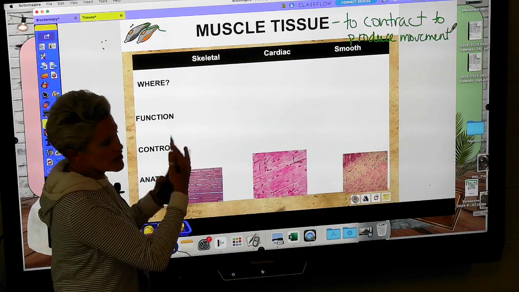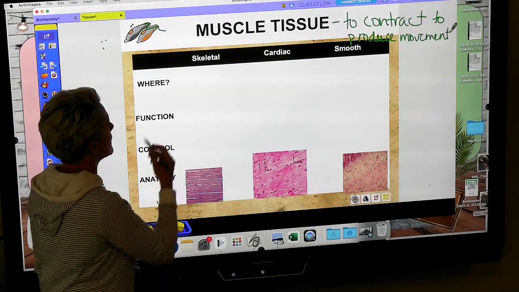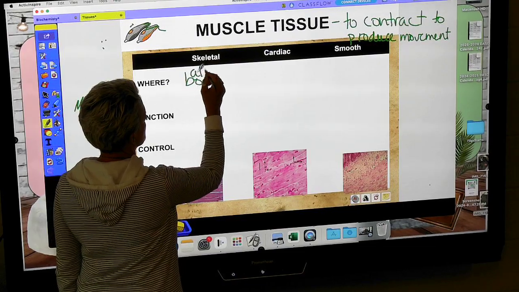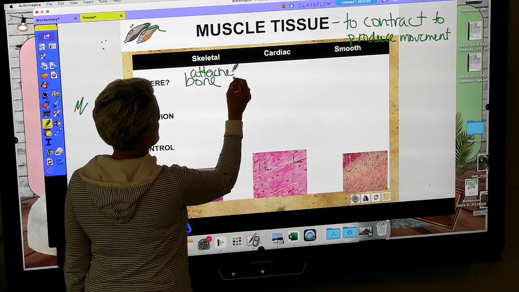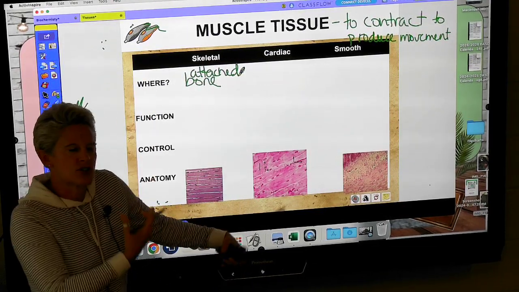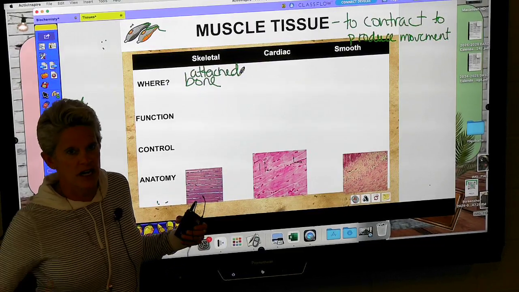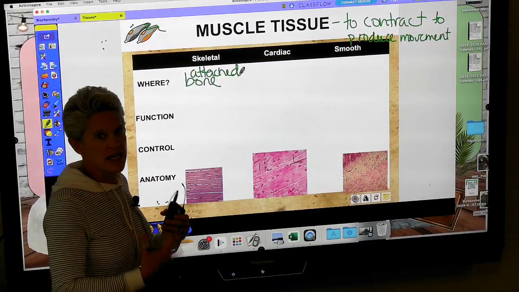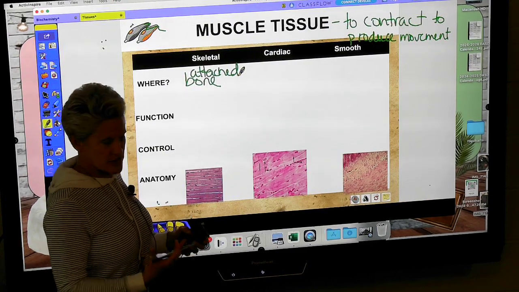So let's start with the skeletal one because that's the easiest. Obviously, it's in the bones or attached to bones. Let's put that. All right, so these are biceps, triceps, quadriceps, hamstrings, all of those muscles. These are part of the muscular system, so that is what we're talking about with skeletal muscle.